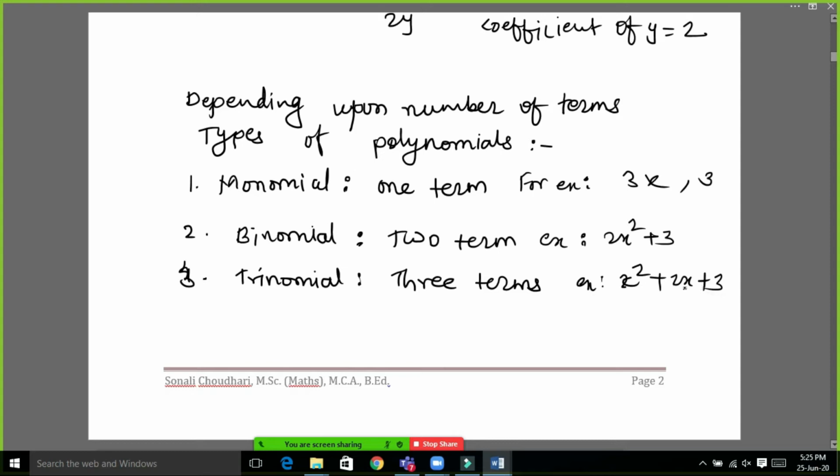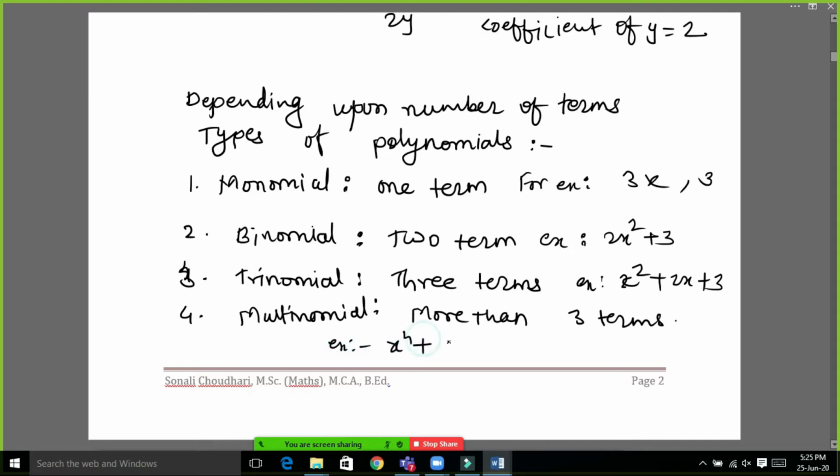So fourth is multinomial. Multinomial means a polynomial having more than 3 terms. Any polynomial having more than 3 terms is known as a multinomial. Just like, a biquadratic polynomial is also a multinomial. The example here is x to the power 4 plus 4x cube plus 3x square plus 2. This polynomial has 4 terms, so it is a multinomial. So these are the 4 types of polynomial depending upon the number of terms.